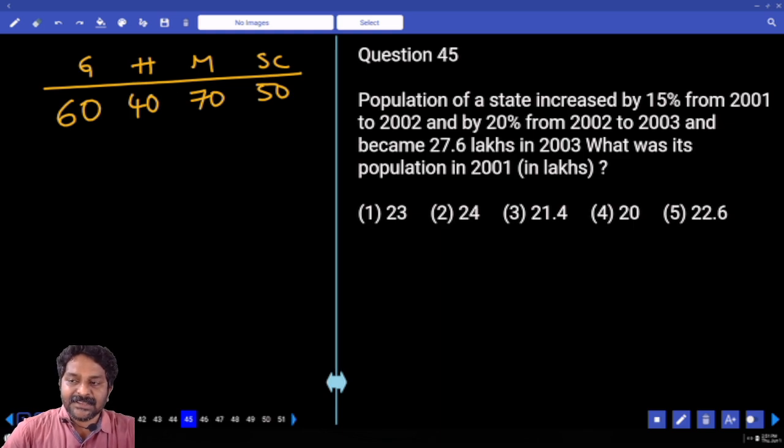Population of a state increased by 15% from 2001 to 2002 and by 20% from 2002 to 2003 and became 27.6 lakh in 2003. What was the population in 2001?